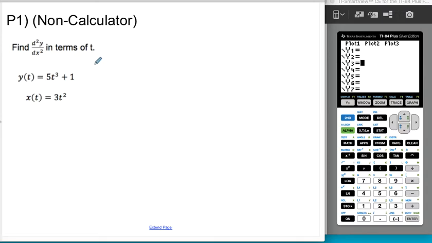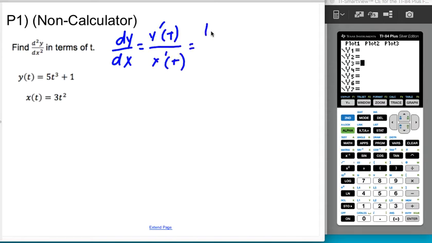So go ahead and try a P1. Again, first thing we need to do is find dy dx, which is going to be y prime of t over my x prime of t. So that's going to be 15t squared over 6t. And I'd probably clean that up.